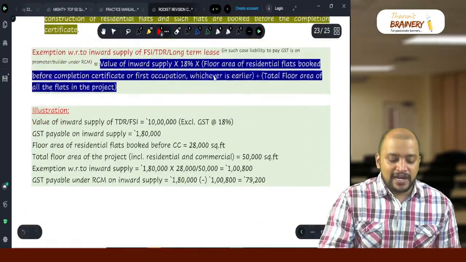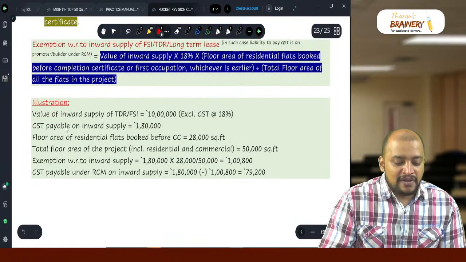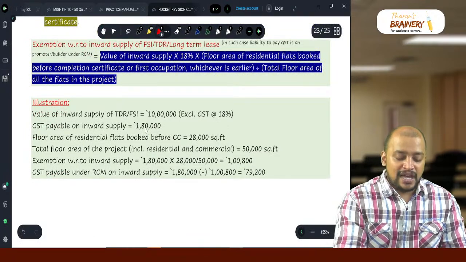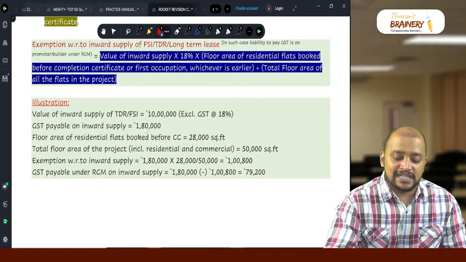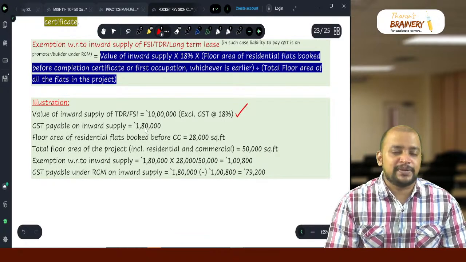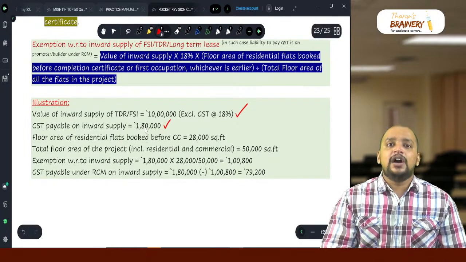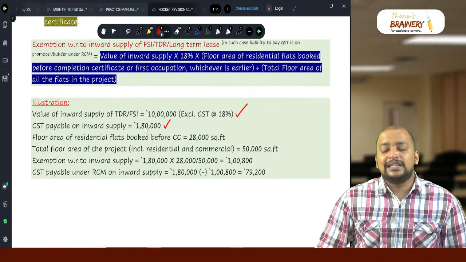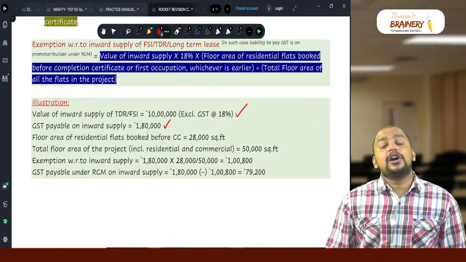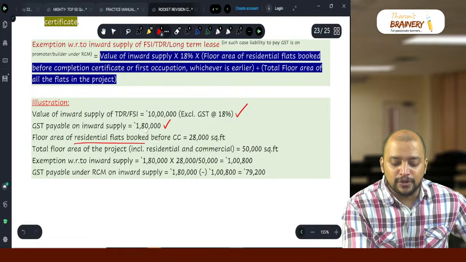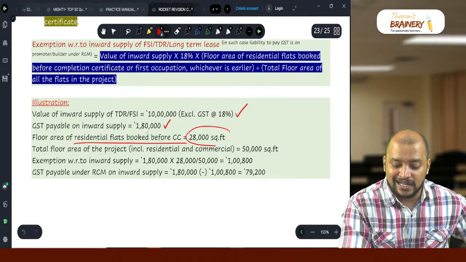What is that? For example, you can see here, value of inward supply of TDR FSI is 10 lakhs. GST 18%. So what is the GST payable under RCM? 1,80,000. Now, using this TDR FSI, they constructed some units. What are the residential units booked before completion certificate? Residential units booked before completion certificate is 28,000 square feet.